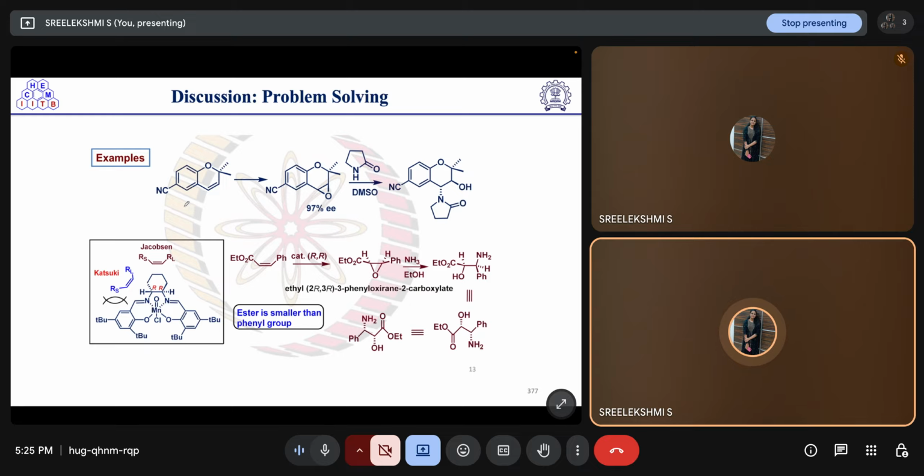Now these are examples for this reaction. Here, this compound upon treatment with Jacobsen's conditions gives this epoxide, and then when we use this nucleophile, it attacks in an SN2 fashion and opens the epoxide to form this compound. Then here also the RR catalyst is used and we get this epoxide. Then NH3 attacks at the center to form this particular compound, which can be written like this, which can also be written like this. Here, as we see, the ester is a smaller group than the phenyl group. That's why it is attacking from this side over this side.